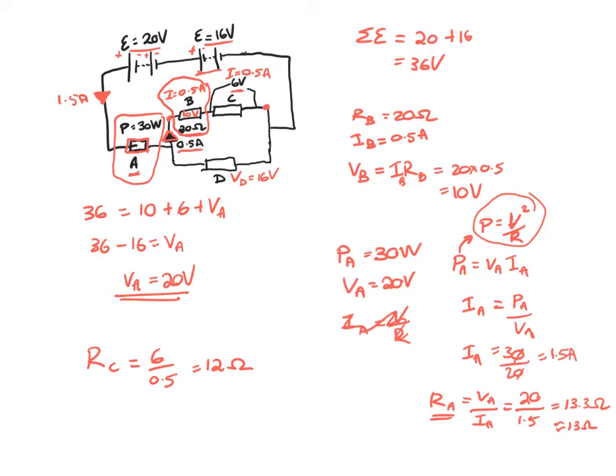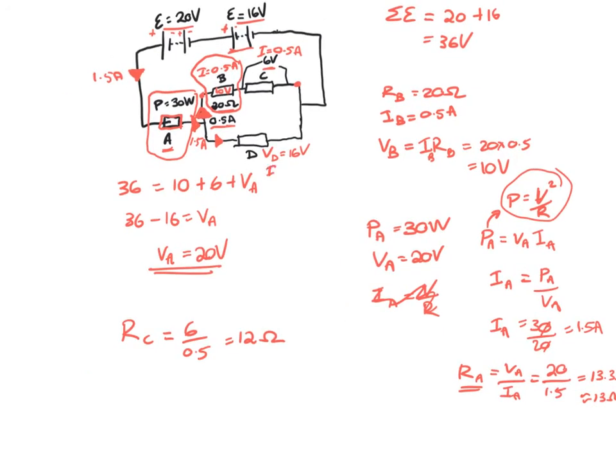Since I know that the current going in is 1.5 amps, and 0.5 amps of that went upwards, the other part will go to resistor D. Using Kirchhoff's first law, we have 1.5 going in, half went out, so that leaves you with 1 amp going through resistor D. So RD is equal to 16 divided by 1, which is 16 ohms.